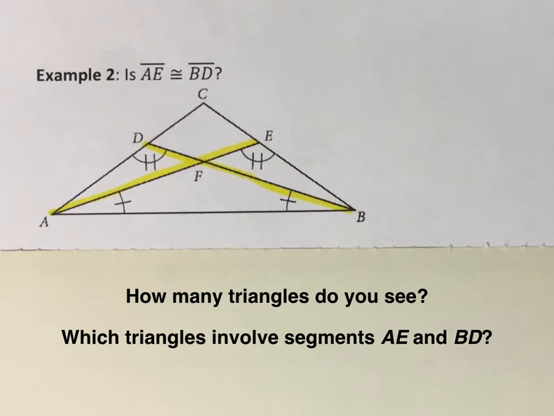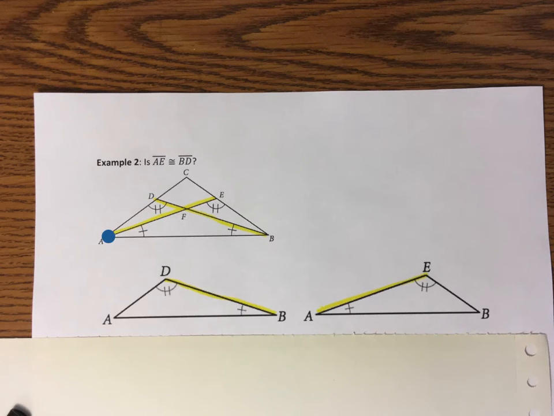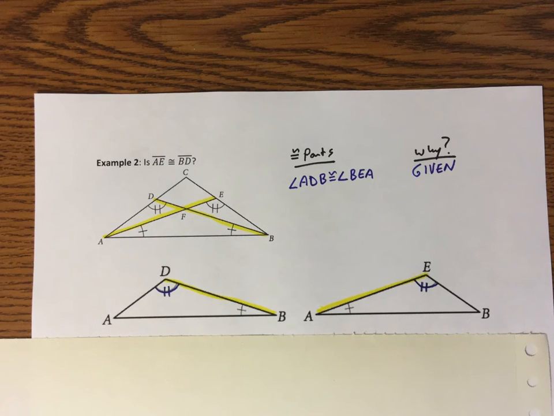What we're going to want to do is separate out the two overlapping triangles. We see triangle ABD and triangle BAE. So those are the two triangles that we're going to use. And we want to decide first, are those two triangles congruent? Well, we know angle ADB is congruent to BEA. We know angle ABD is congruent to angle BAE.